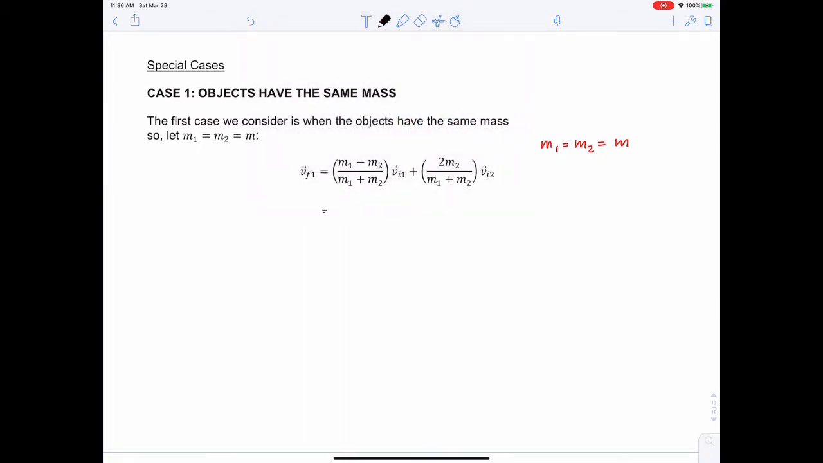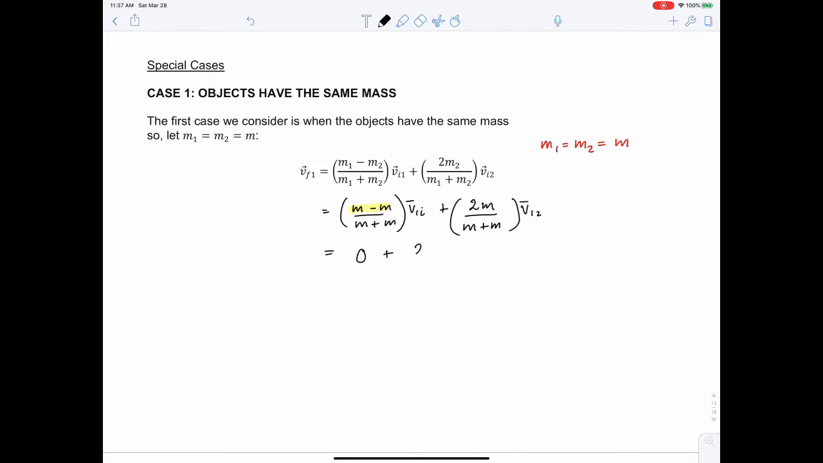So simplifying the equations from above, we'll write (m minus m) over (m plus m) times v initial 1, plus 2m over (m plus m) times v initial 2. Now m minus m is 0. If the numerator is 0, then this whole term is 0.